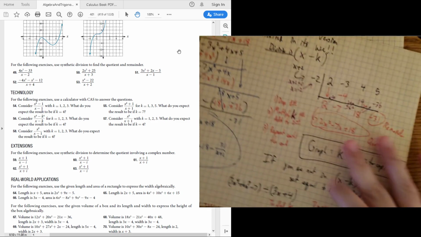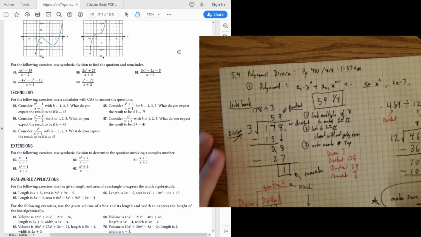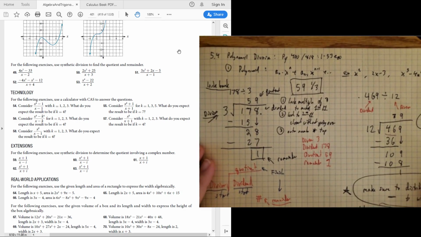Just to remind ourselves of our homework assignment tonight. I had 2 pages of notes dealing with synthetic and long division. Your assignment, page 400 to 418, 1 through 53, every other odd.